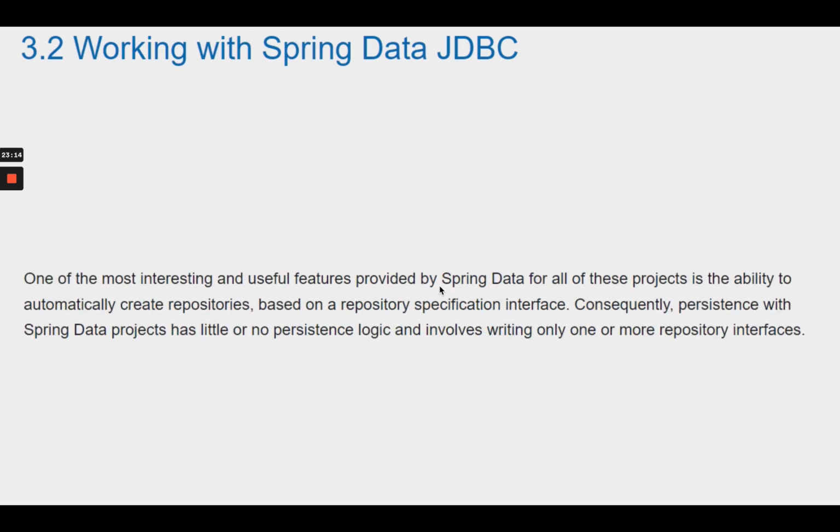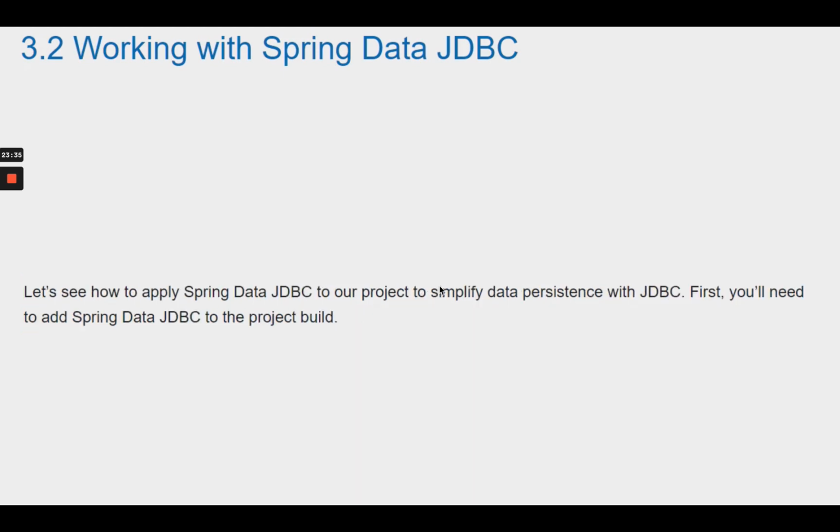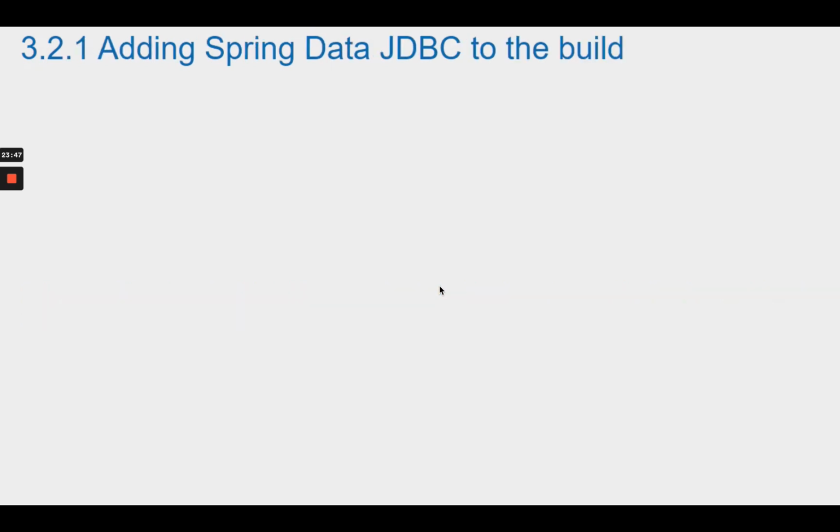One of the most interesting and useful features provided by Spring Data for all of these projects is the ability to automatically create repositories based on a repository specification interface. Consequently, persistence with Spring Data projects has little or no persistence logic and involves writing only one or more repository interfaces. Let's see how to apply Spring Data JDBC to our project to simplify data persistence with JDBC. First, you'll need to add Spring Data JDBC to the project build.